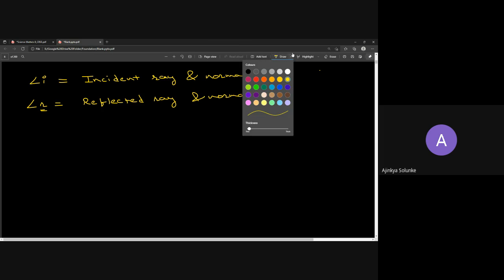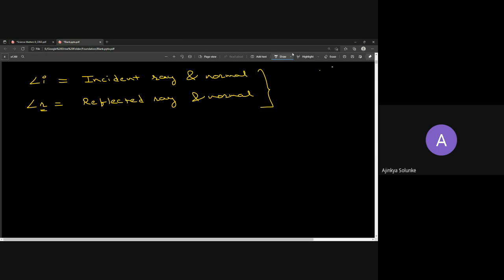Now, there are some laws based on this. What are angle I and angle R? These are angles, right? The first law says that these are equal. Angle I and angle R will be equal. For example, suppose this is 55 degree, which is angle I, then how much will angle R be? Also 55 degree. It's one and the same thing.